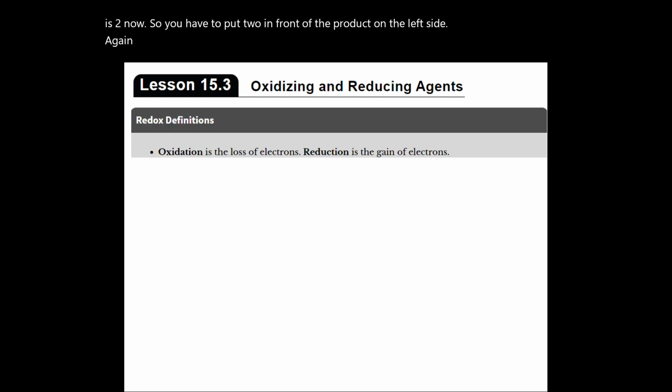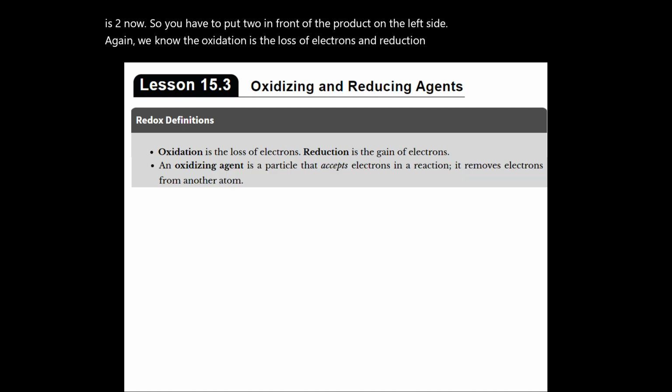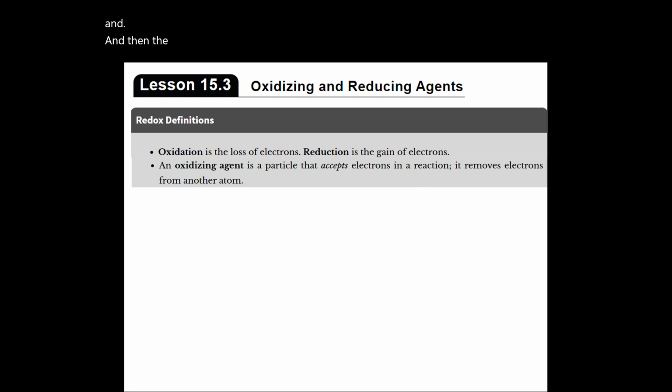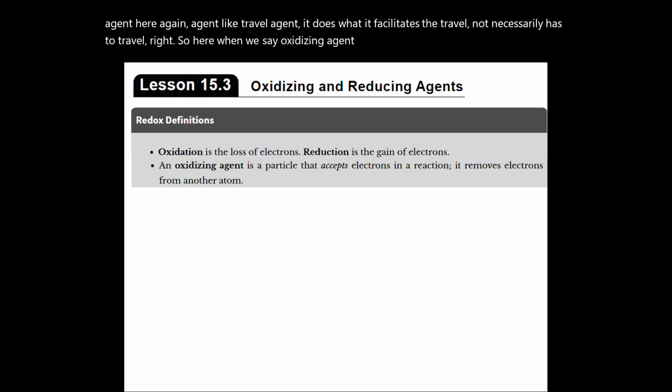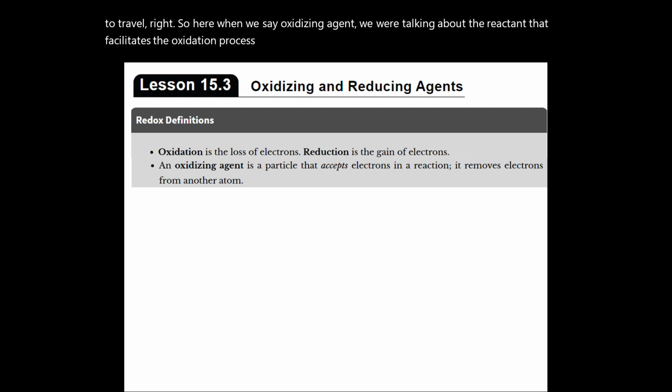Again, we know the oxidation is the loss of electrons and reduction is the gain of electrons, and then the oxidizing agent and the reducing agent. So we'll talk about the reducing and oxidizing agent here. Again, agent, like travel agent, it does what? It facilitates the travel, not necessarily has to travel, right? So here, when we say oxidizing agent, we're talking about the reactant that facilitates the oxidation process, okay?